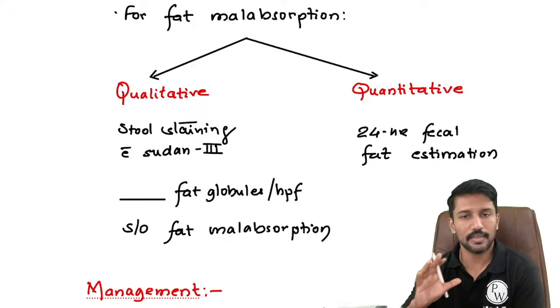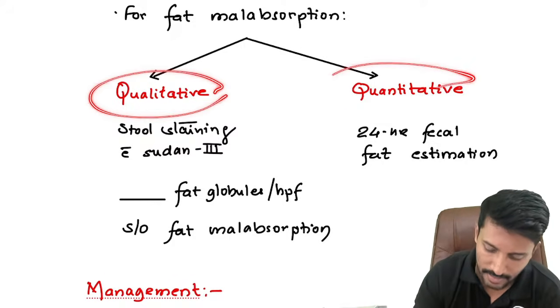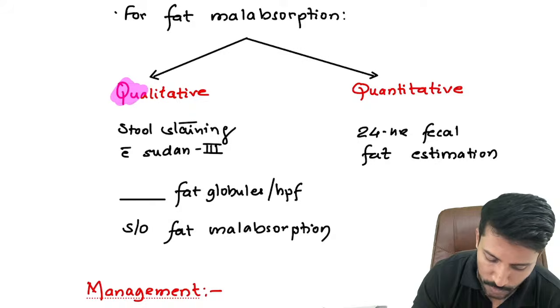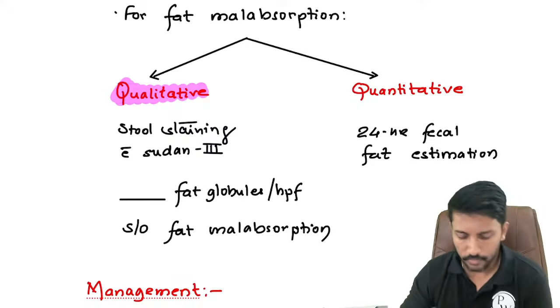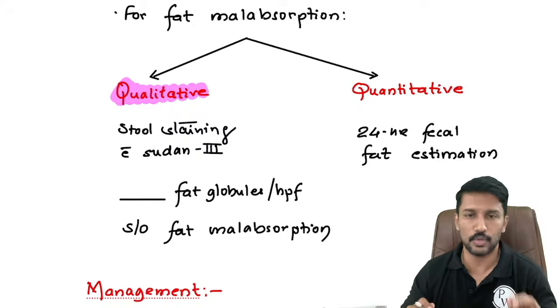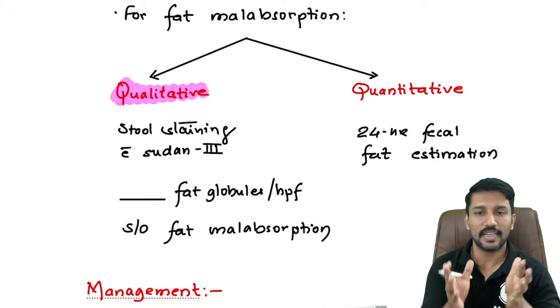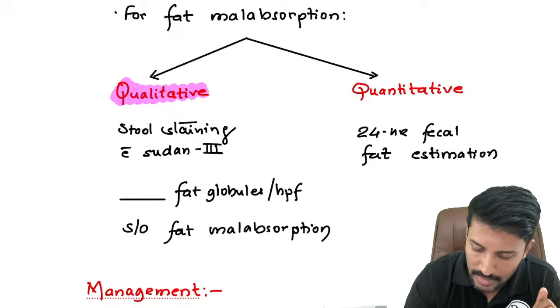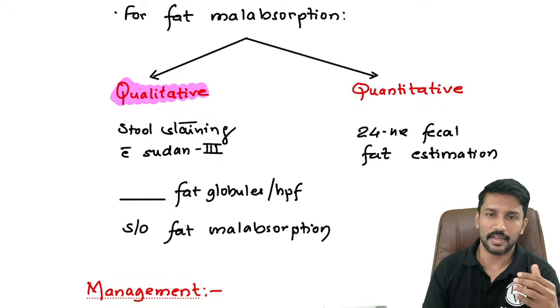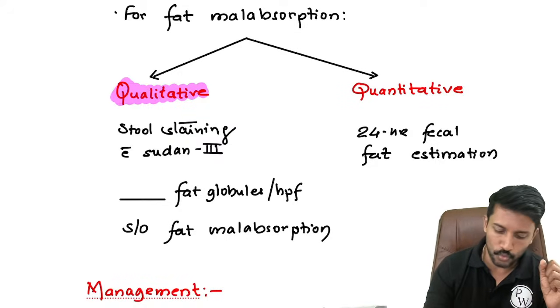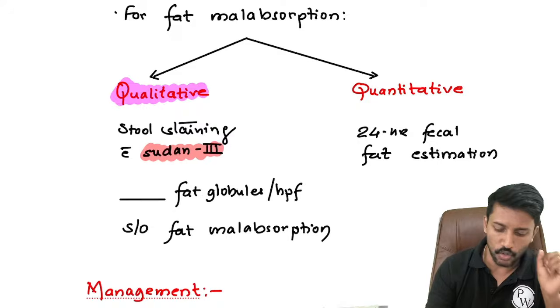Now, how will I estimate? There are two methods, a quantitative method and a qualitative method. The qualitative method is simpler. All we have to do is ask the patient to provide one stool sample, right? And we will stain that stool sample with a stain which can stain the fat. Either it can be oil red O or Sudan III. Sudan III is most commonly used.